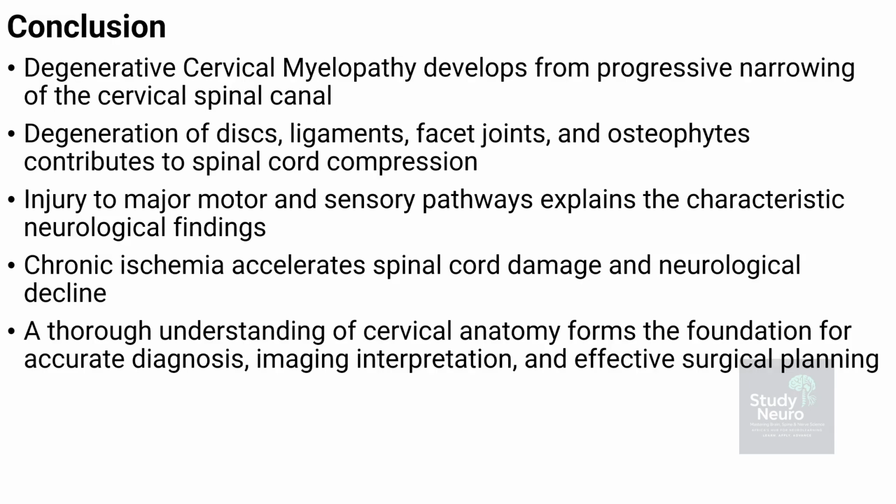In summary, degenerative cervical myelopathy develops as progressive degenerative changes narrow the cervical spinal canal and compress the spinal cord over time. The anatomy explains the disease. Degeneration of the intervertebral discs, ligaments, facet joints, and osteophytes acts together to reduce the available space for the spinal cord, while injury to the major motor and sensory pathways, combined with chronic ischemia, drives the neurological deficits and progressive decline seen in affected patients.